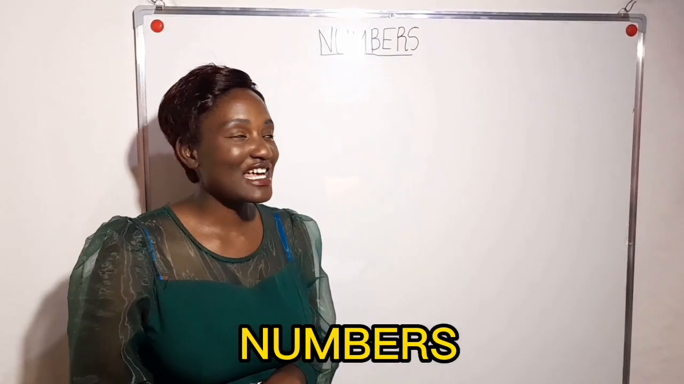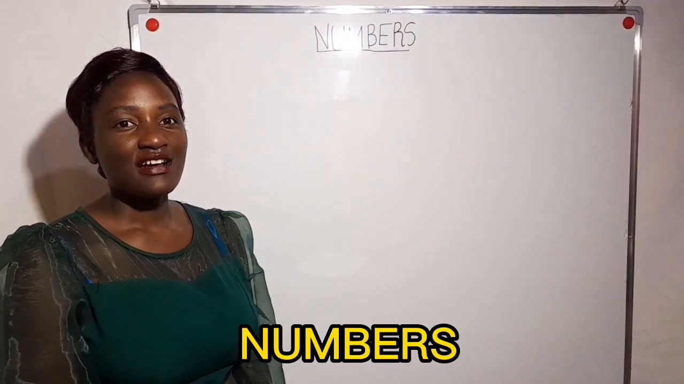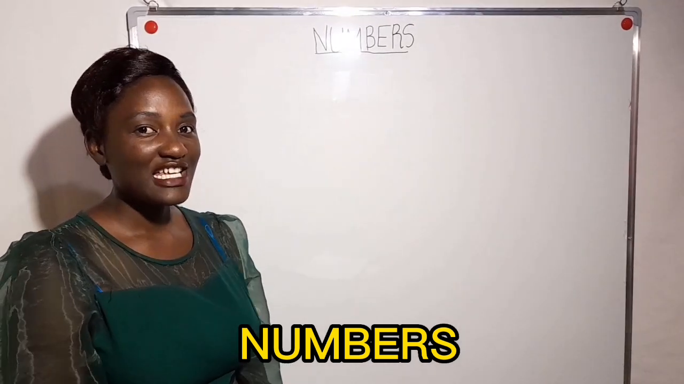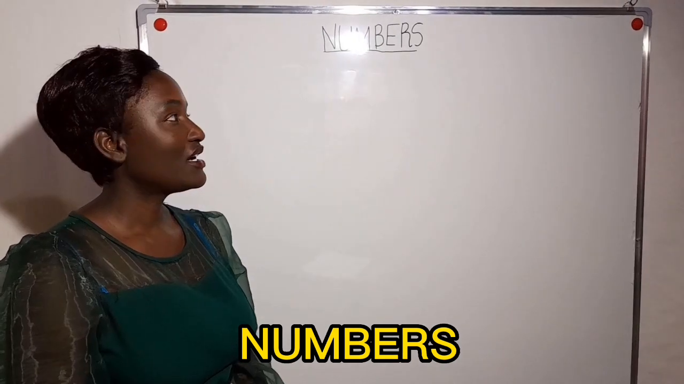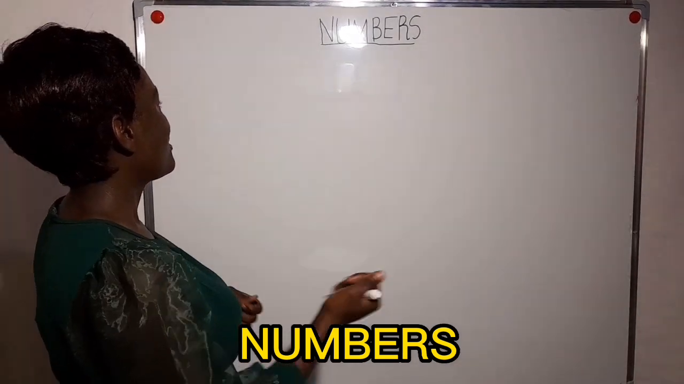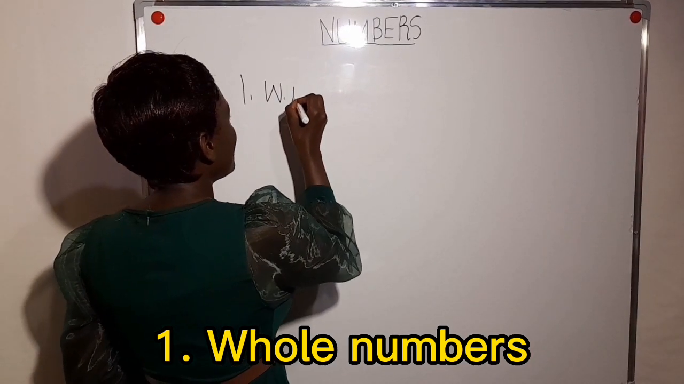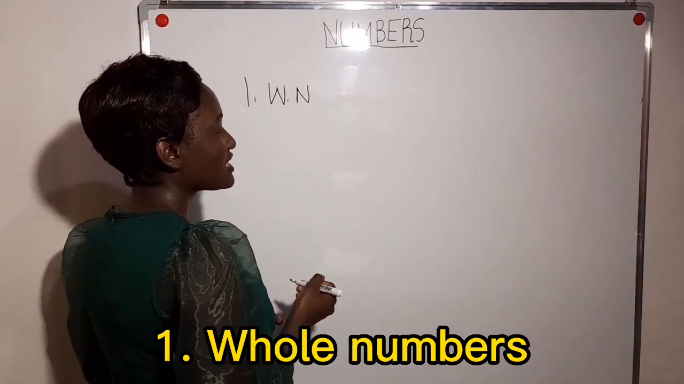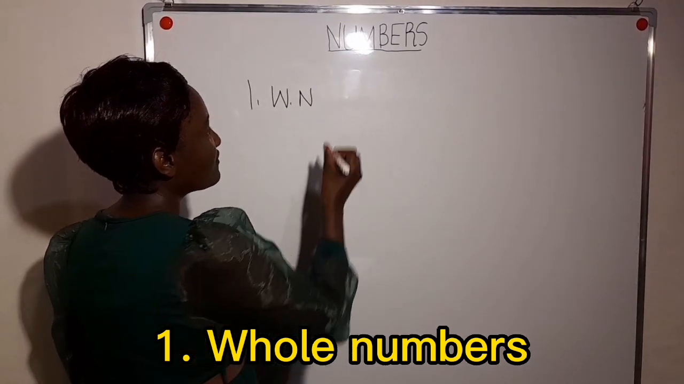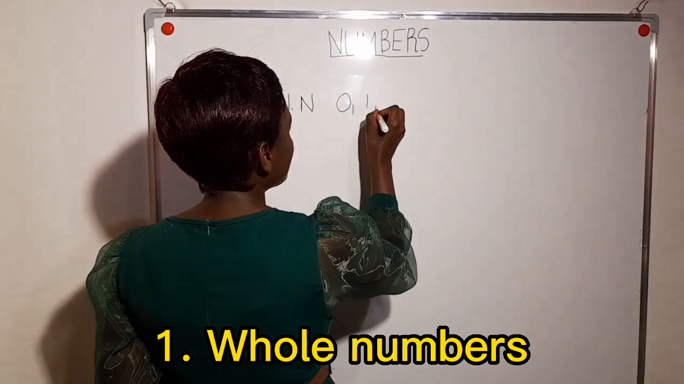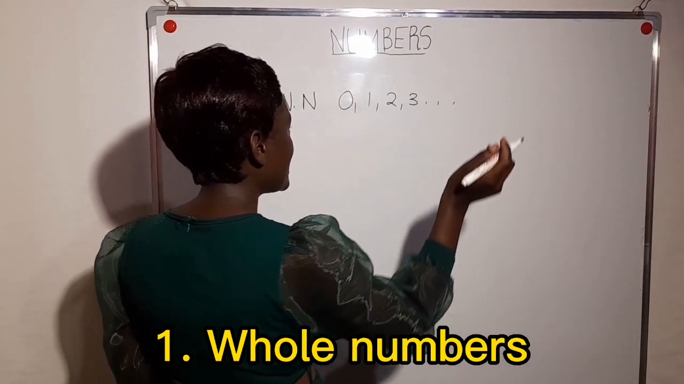We are going to discuss numbers. There are different types of numbers. I'm going to define each and every type of number, giving examples. So firstly, I want to discuss whole numbers. Whole numbers are any positive numbers that start from 0, 1, 2, 3, 4, 5 to infinity.